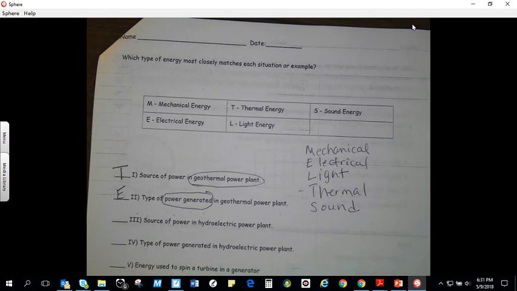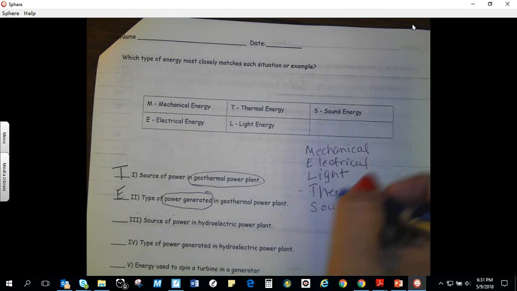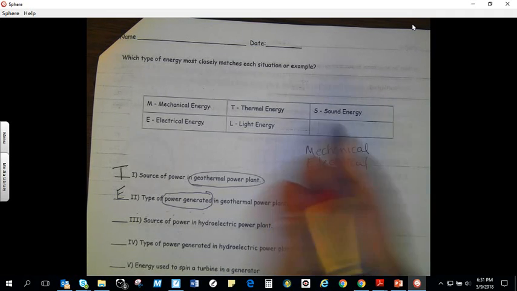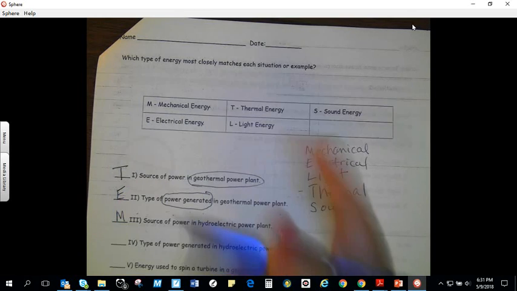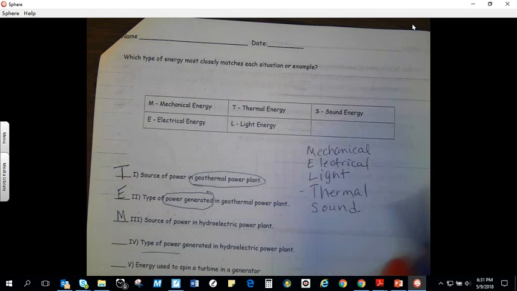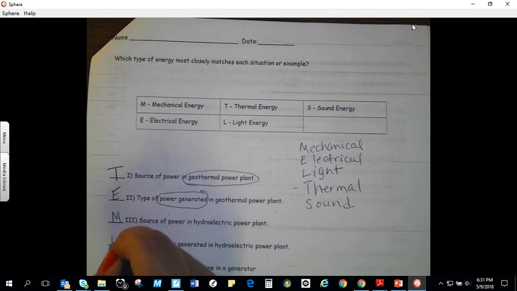Source of power in a hydroelectric power plant. Okay? Well, we've talked about that, so if you've been in the research group, you know that that's going to be mechanical because it runs on a rotor, and the water has to turn it, powers that turbine inside. So that is going to be mechanical. Type of power generated by a hydroelectric power plant. So the type goes to electrical.